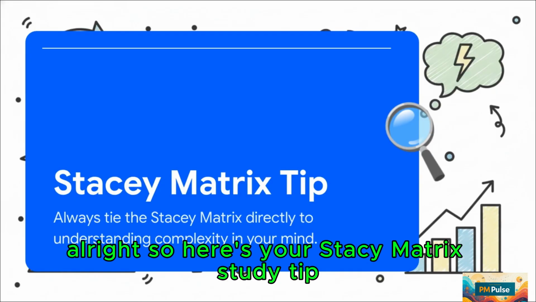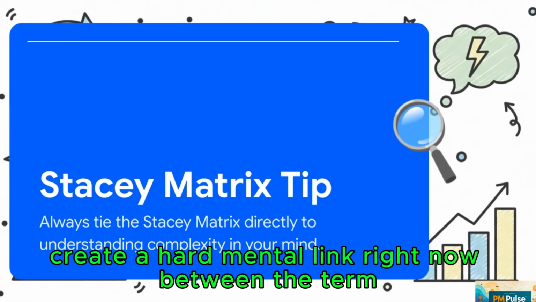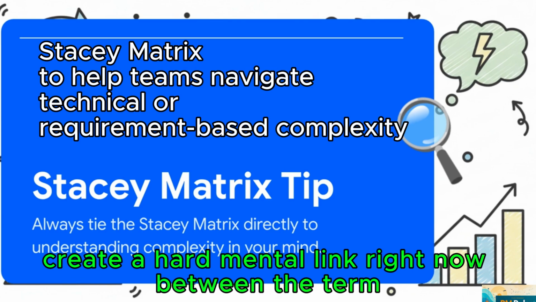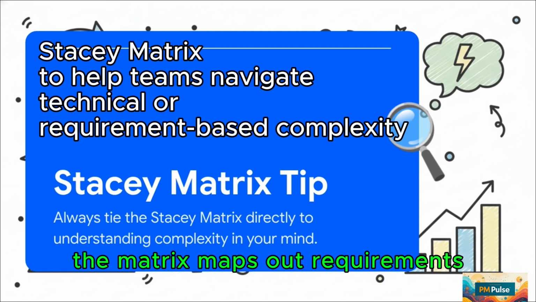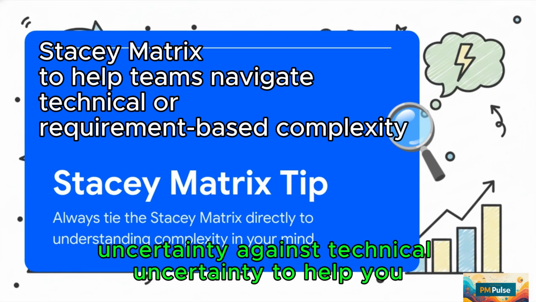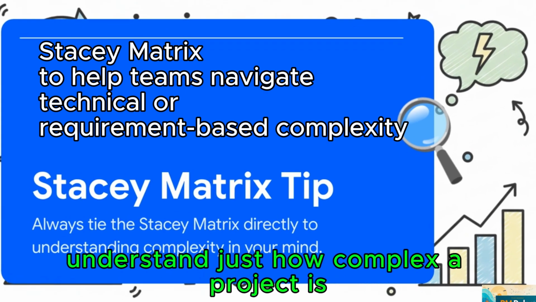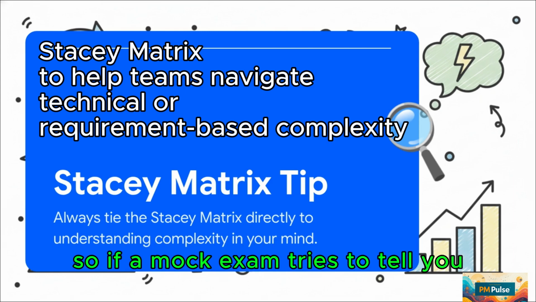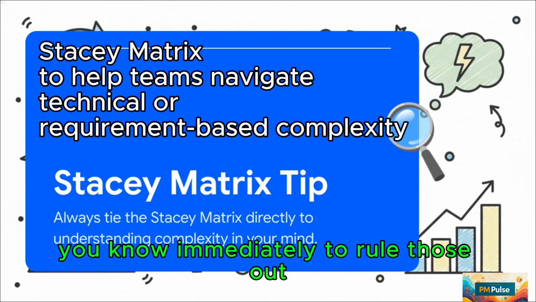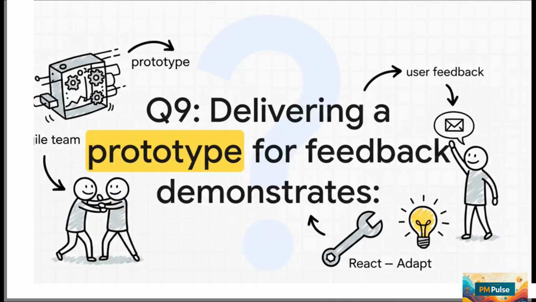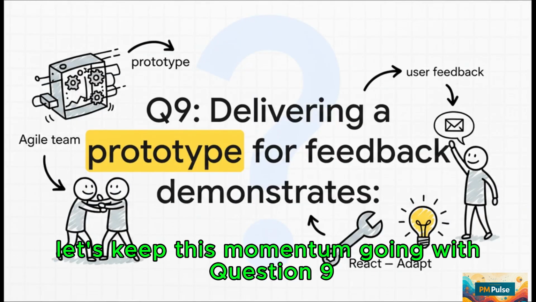All right, so here's your Stacey Matrix study tip. Create a hard mental link right now between the term Stacey Matrix and the word complexity. The matrix maps out requirements uncertainty against technical uncertainty to help you understand just how complex a project is. So if a mock exam tries to tell you it's for velocity or budgets, you know immediately to rule those out, no question. Let's keep this momentum going with question 9.